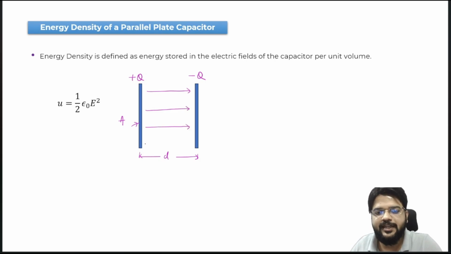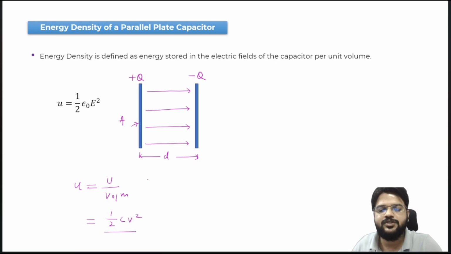But now we want energy density. So energy density can be written as energy per unit volume, correct? And energy, how much do we have? It is half CV square between the plates. And the volume of the capacitor is what? It is the cross-section area times D. So it is AD. All right.